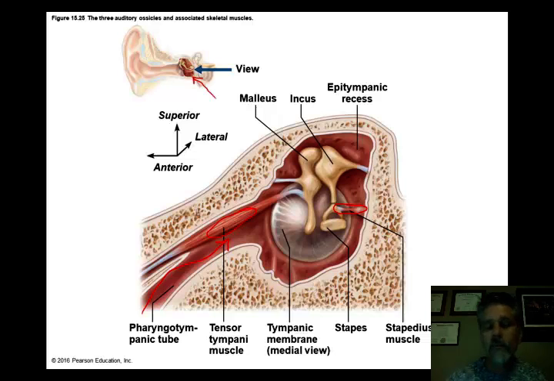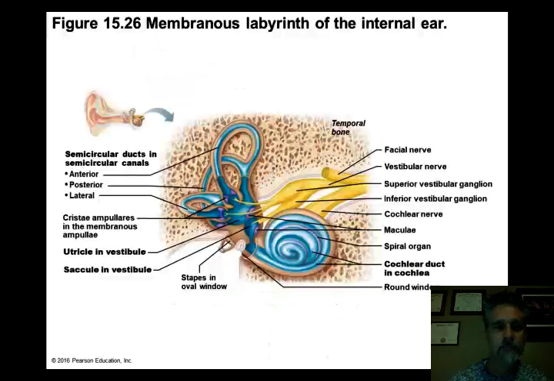In fact, remember when we were going through the skeletal system, we said the stapes was the smallest bone in the body. Well, the stapedius muscle is the smallest muscle in the body.